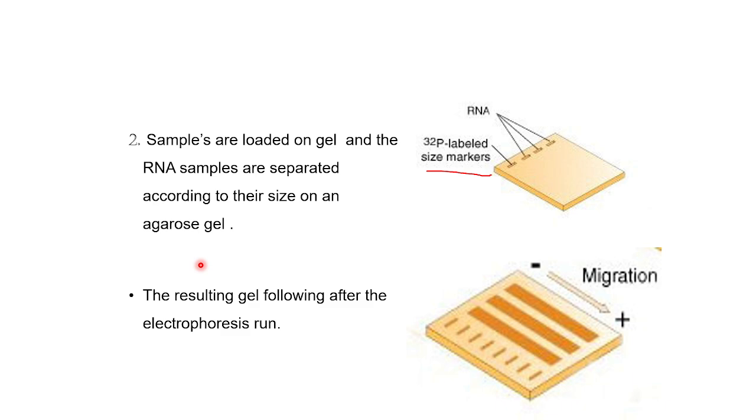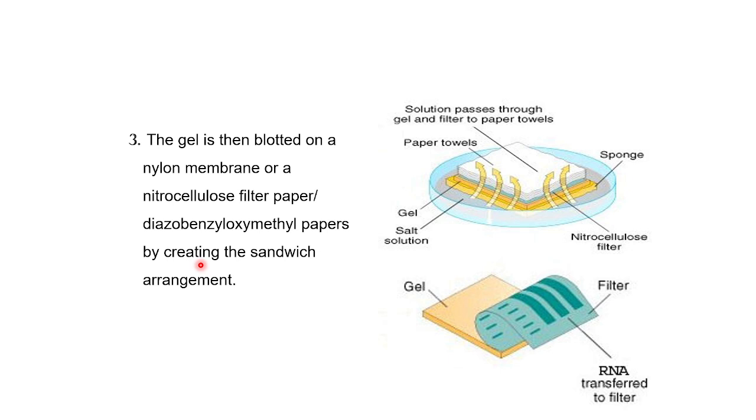Then the sample is loaded on the gel and the RNA samples are separated according to their size on an agarose gel. Following the electrophoresis run, the resulting gel is blotted onto a nylon membrane or a nitrocellulose filter paper or diazobenzyloxymethyl paper by creating the sandwich arrangement like we did.